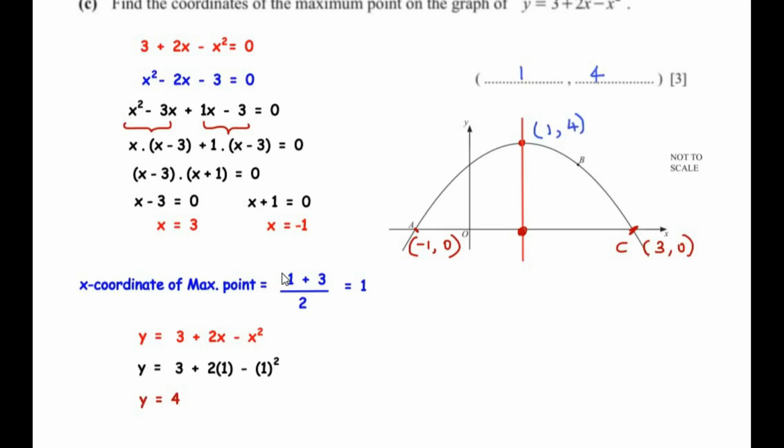Now there are various methods to find the coordinates of the maximum point. This is one of the methods. You can also use the completing the square method. So you can click on this link to find out about the completing the square method. I have explained this method using plenty of examples.